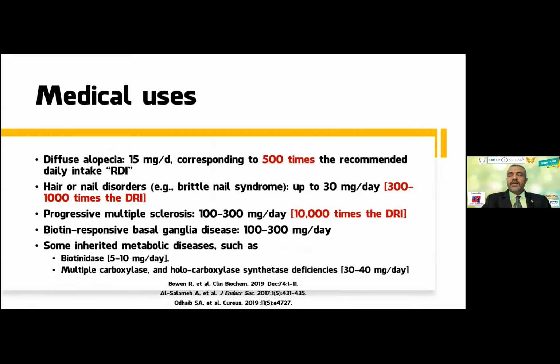It also has medical uses other than repleting a deficient patient. So it's 10 milligrams per day, which is about 500 times the RDI. It is used in hair or nail disorders, for example, brittle nail syndrome, starting from 10 and up to 30 milligrams per day, which represents 300 and up to 1,000 times the recommended daily intake. It is also used in progressive multiple sclerosis and biotin-responsive basal ganglia disease at very mega doses, 100 to 300 milligrams per day, which is about 10,000 times the recommended daily intake, and some inherited metabolic diseases at lower doses, starting from 5 and up to 30 or 40 milligrams per day.